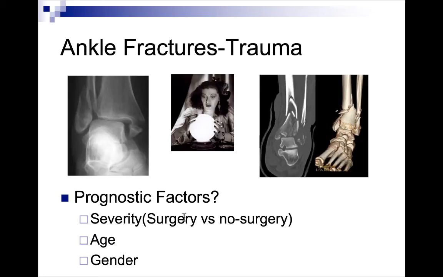And it's looked at by looking at people who had surgery, because we know that the person with the comminuted fracture here to the right would have had to have stabilization, where the fracture to the left may or may not have. And then we can also look at other factors like age and gender.